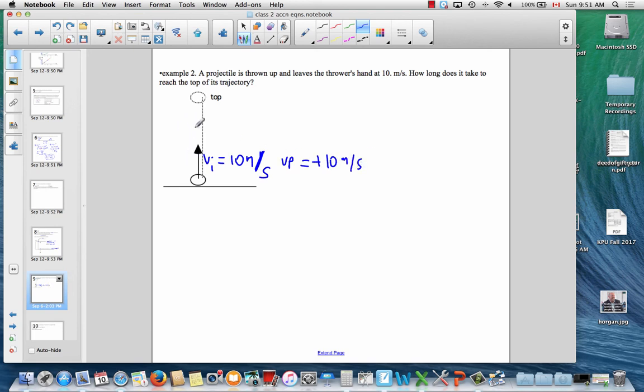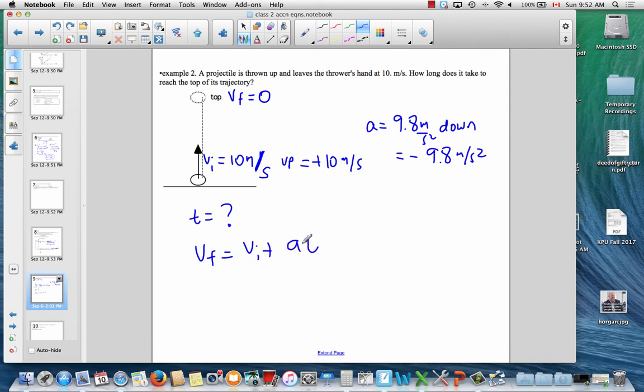How long does it take to reach the top? So at the top, we know it stops momentarily. So that'll have a final velocity of 0. Now, our acceleration is 9.8 meters per second squared downwards. So as a vector, that's negative 9.8 meters per second squared. Okay, so we want to know how long does it take for that to happen. That means we want to find time.